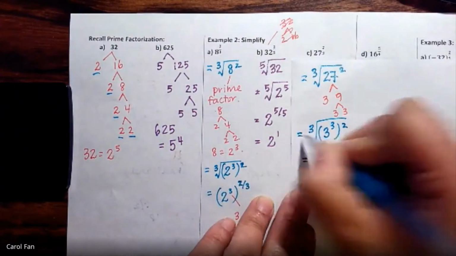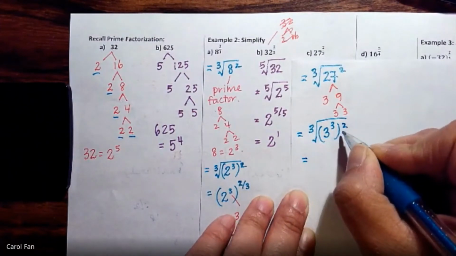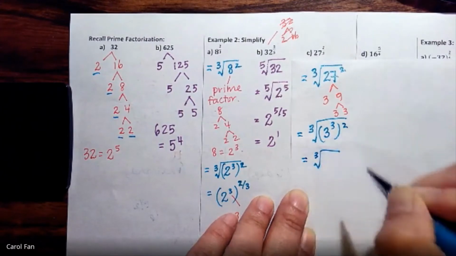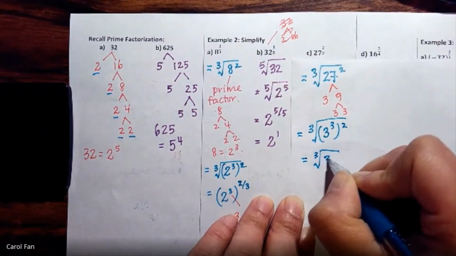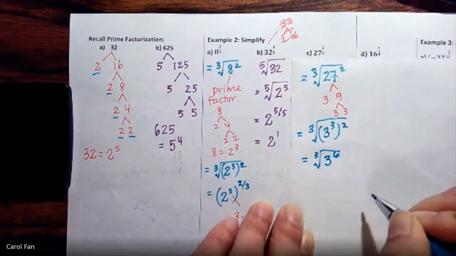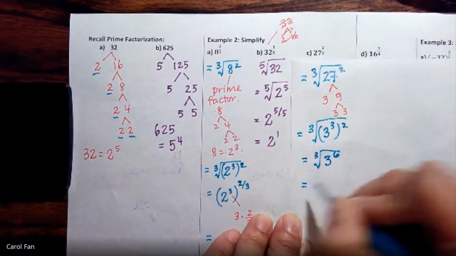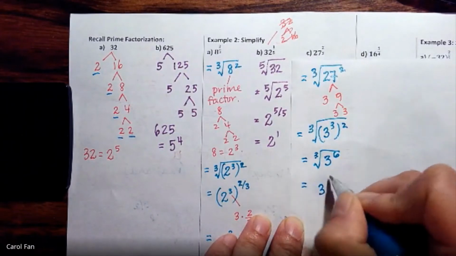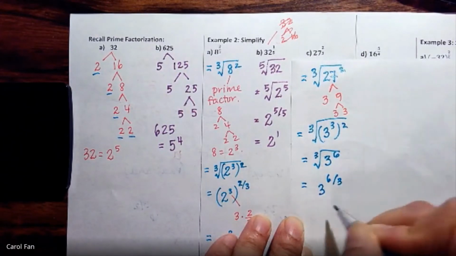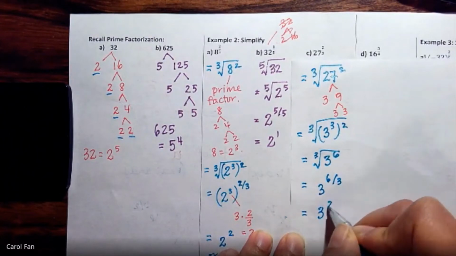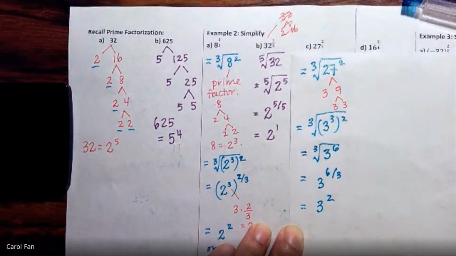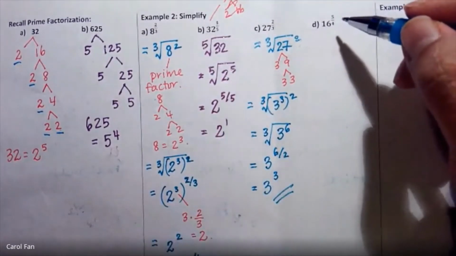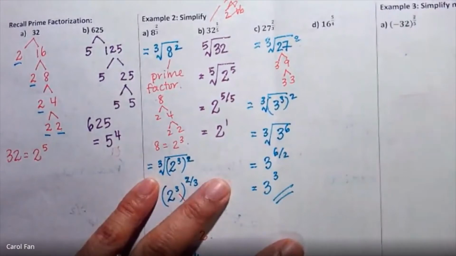Next, I'm going to simplify by using our power rule, so simplifying the radicand. I still have the cube root, and this becomes 3 to the power of 6. Let me rewrite this as a power now. I have 3 to the power of 6 over 3, and that simplifies to 3 squared. Part D of this example, we have 16 to the power of 5 over 4.